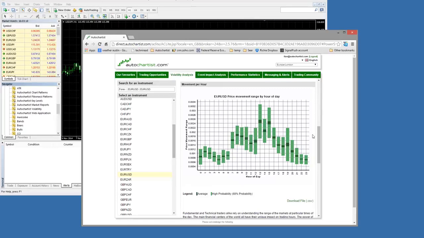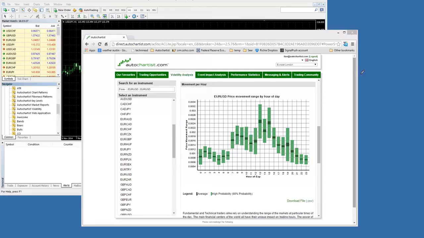What I'm showing you right now, the graph in front of you, is really the essence of everything I'm going to be talking about today. This graph shows you the expected price range movement for every hour of the day. Right now, we're at about 2 p.m. London time, and my Autochartist is set to Europe, London. So we are expecting, on average, this hour for Euro US dollar to trade around 20 pips or so.